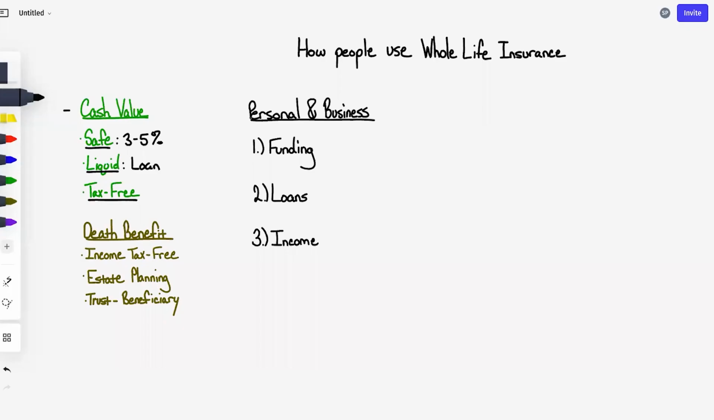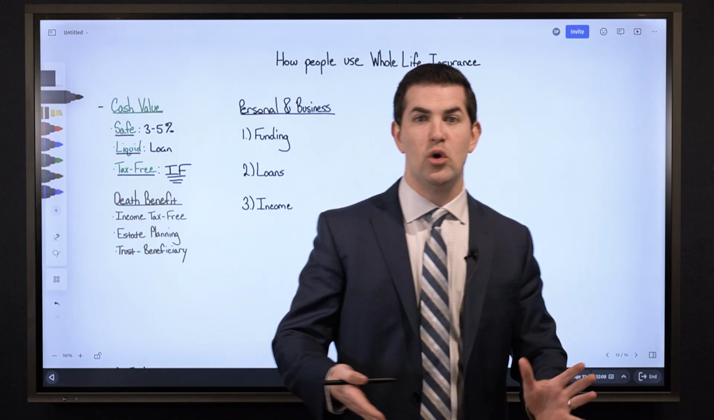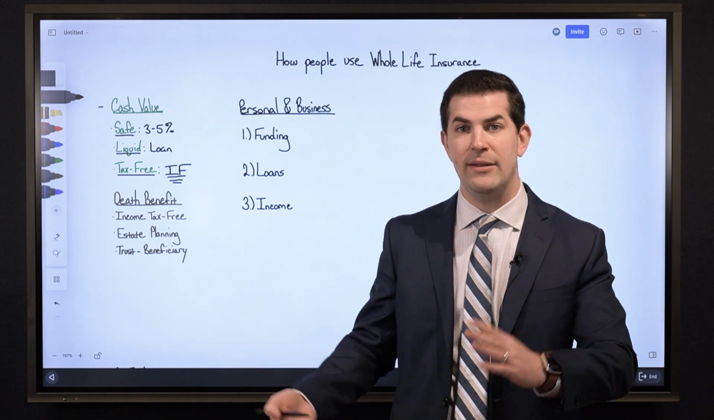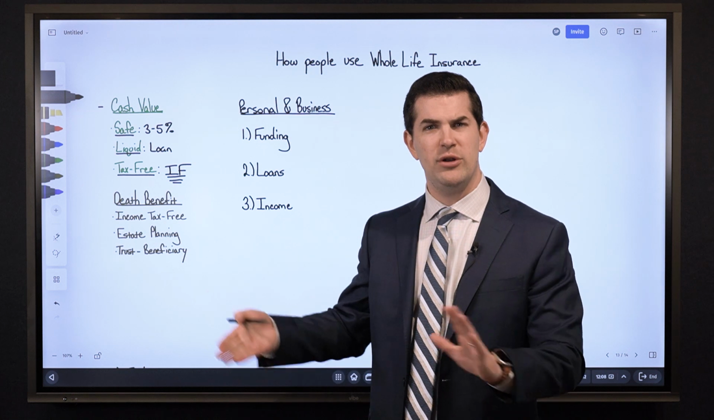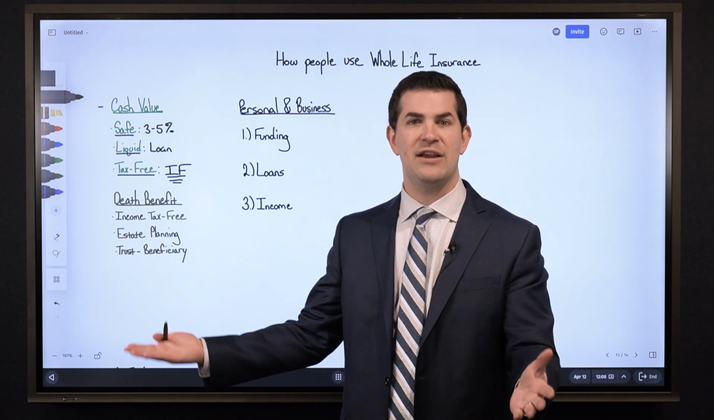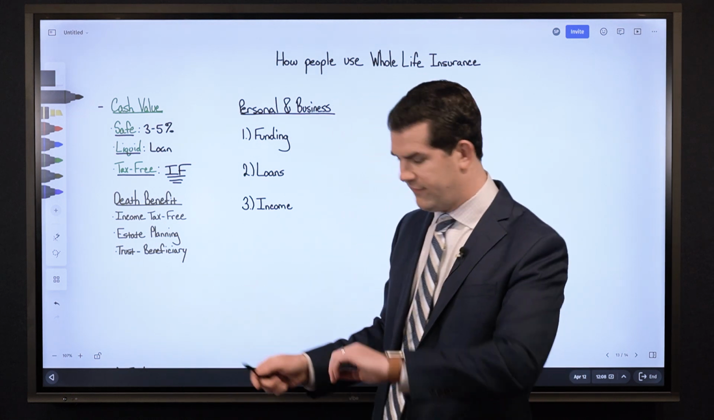And tax-free. Tax-free if we do things properly, if we do not trigger a taxable event, such as a modified endowment contract, or such as cashing the policy out when I have a gain, or letting it lapse with a large loan balance. That can potentially trigger a taxable event. We've got several videos that go into detail on the different taxable events with whole life insurance policies.